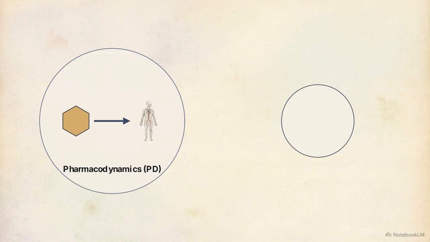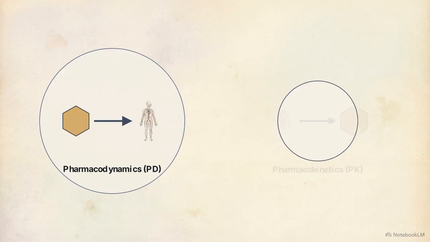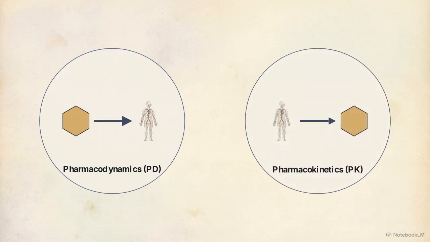Predicting a therapeutic outcome requires dividing this complex interaction into two distinct measurable vectors. The first vector is pharmacodynamics, or PD. This measures the biochemical and physiological effects the drug exerts upon the body. The second vector is pharmacokinetics, or PK. This measures the actions the body takes upon the drug, how it absorbs, distributes, and eliminates it.